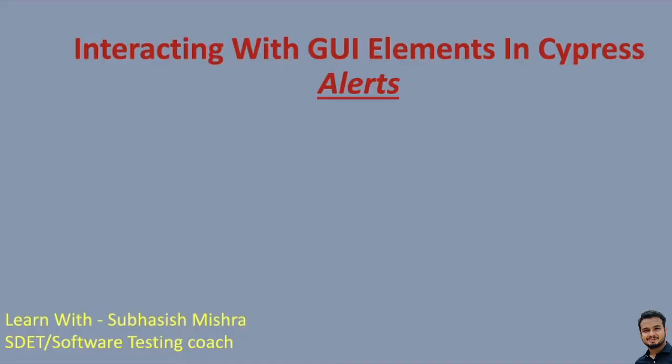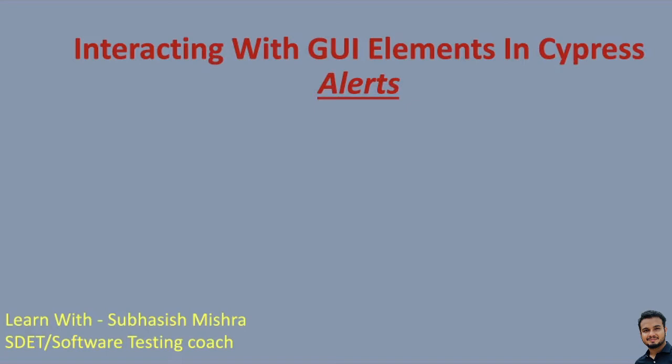So, the very first thing, we will understand what an alert is. An alert is a small message or notification box that notifies the user about some information or asks for permission to perform a certain kind of operation. It may be used for warning purposes as well.